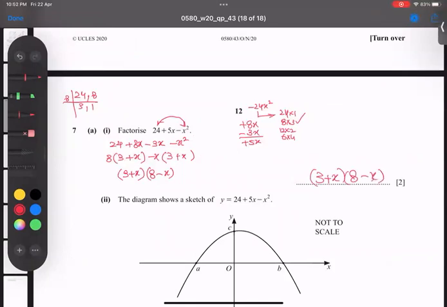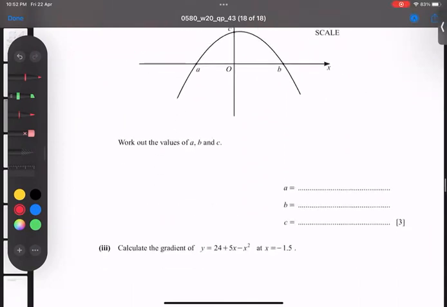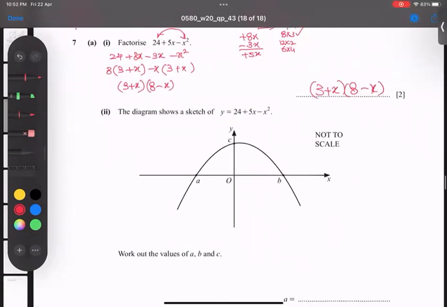Let's go for the next part. The next part is saying sketch this one. How to sketch? How to show the diagram sketch? Okay, he said that the values of a, b, c we have to work out. Let's see. Yeah, work out the values of a, b, c. Very interesting question. How to work it out? And all of you know it very well.